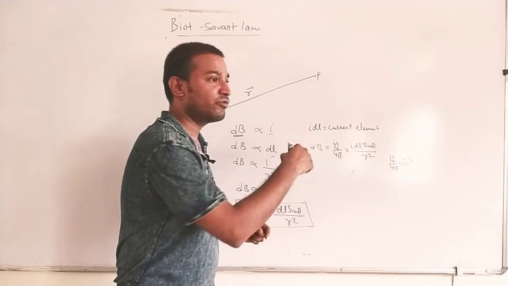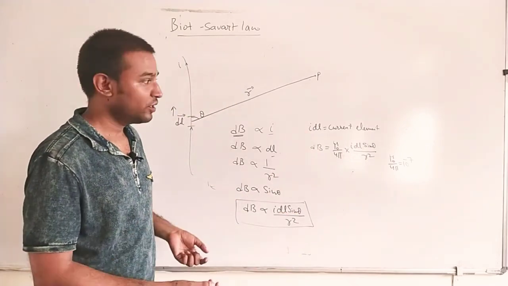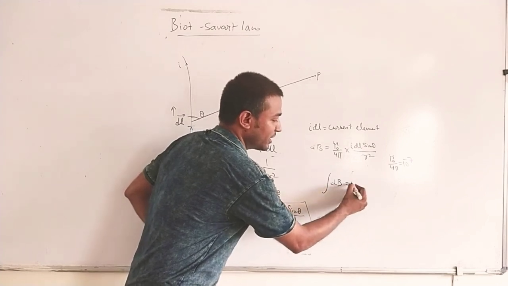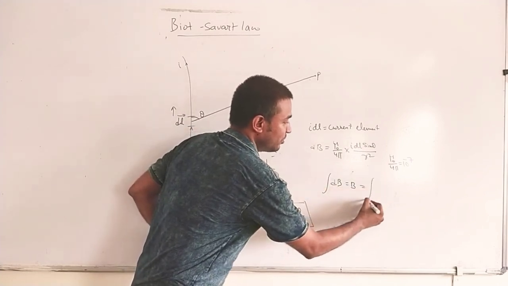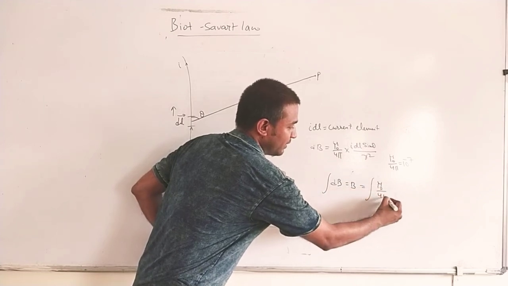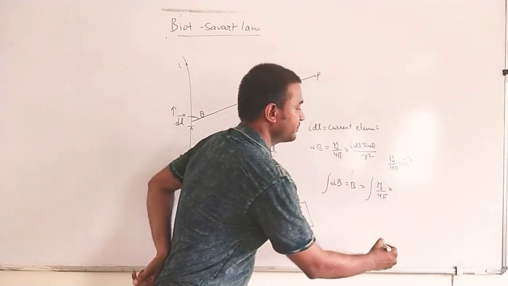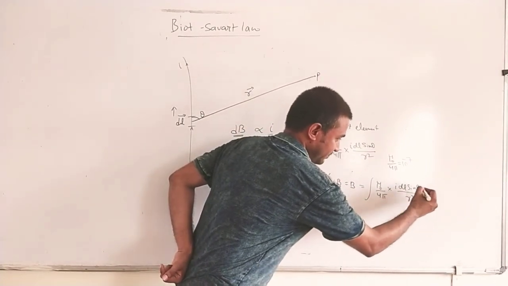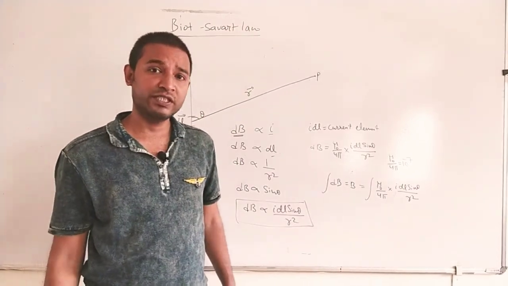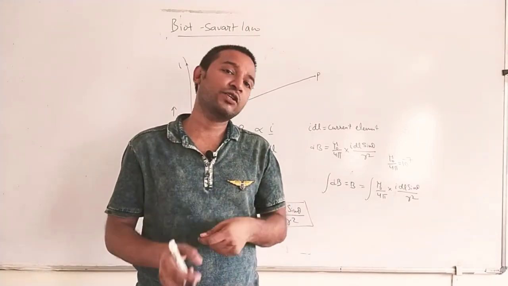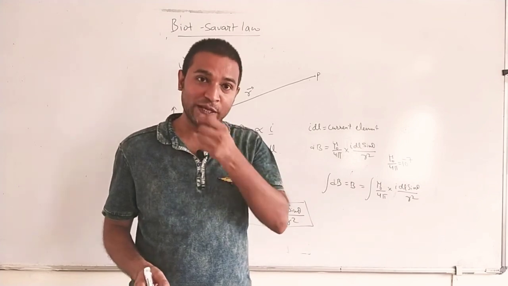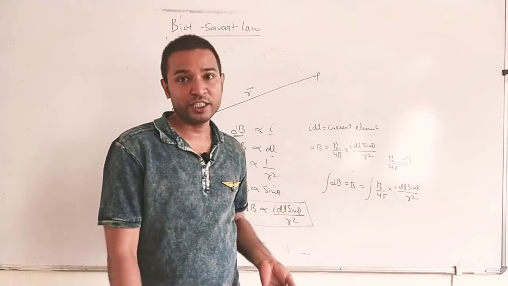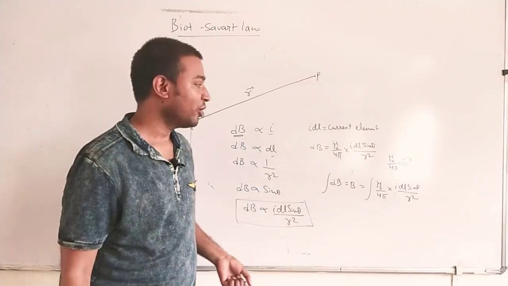Now if I am to find out the magnetic field in total, we have to integrate it. So when we are integrating, we will get B, and the expression will be equal to mu naught by 4 pi into I dl sine theta divided by r square. But do remember that magnetic field is a vector quantity. It has a direction. So we have to find the expression in a vector form.